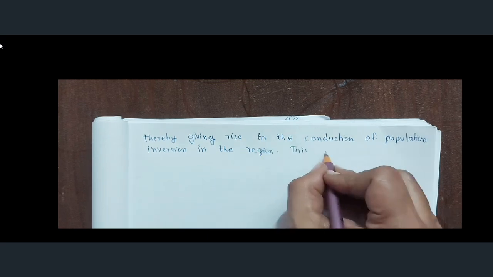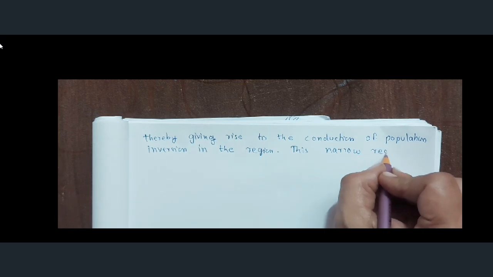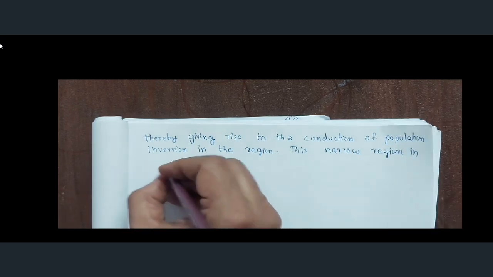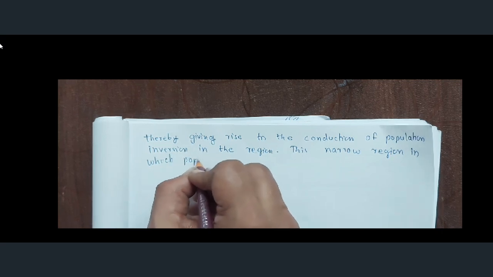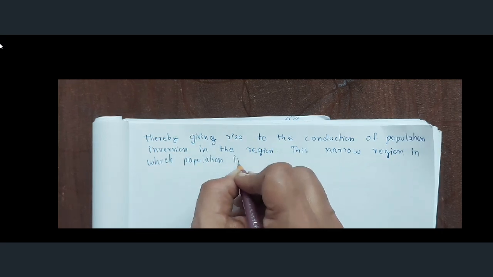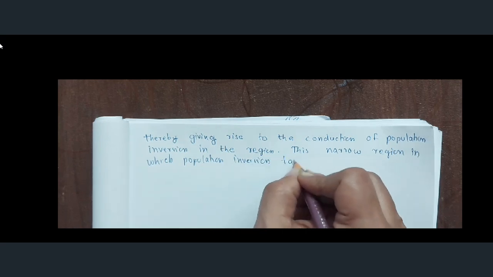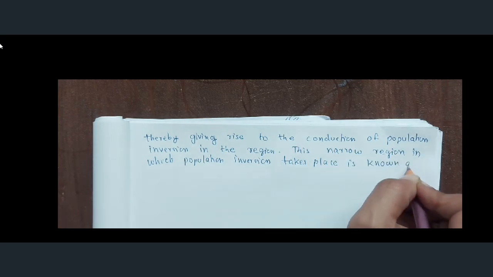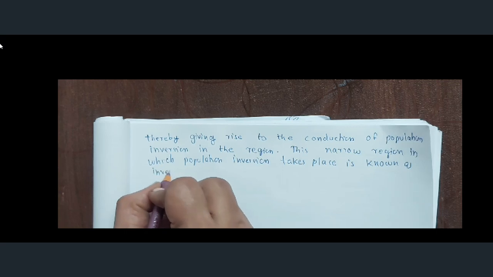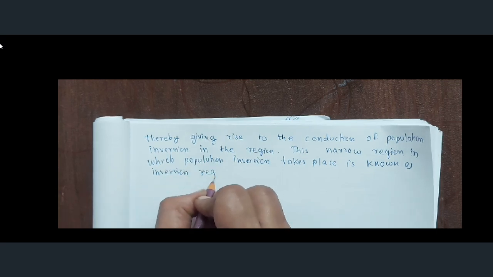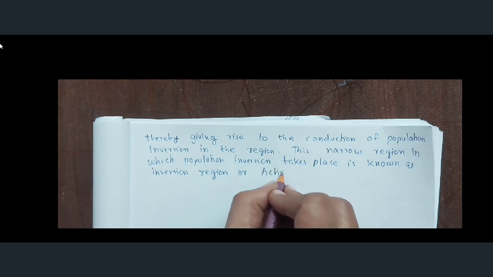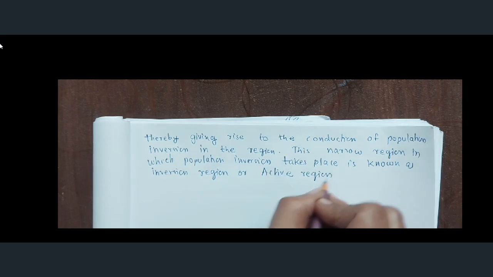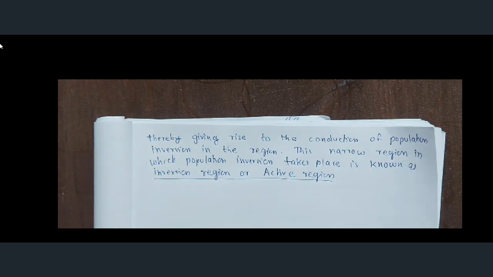This narrow region in which population inversion takes place is known as the inversion region or active region. Very important: that narrow region where the population inversion takes place is called either the inversion region, or the second name for that is the active region.